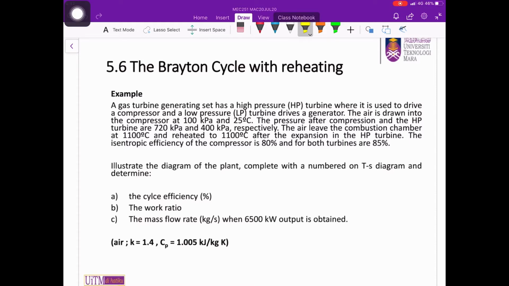Illustrate the diagram of the plant complete with numbered states on the TS diagram, and determine the cycle efficiency, the work ratio, and the mass flow rate in kilograms per second when 6500 kilowatt output is obtained. Given for you is the specific heat ratio k and the specific heat at constant pressure Cp for the air.